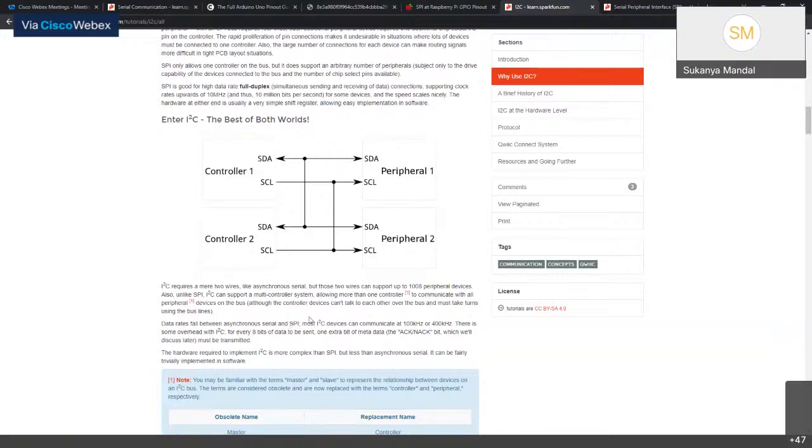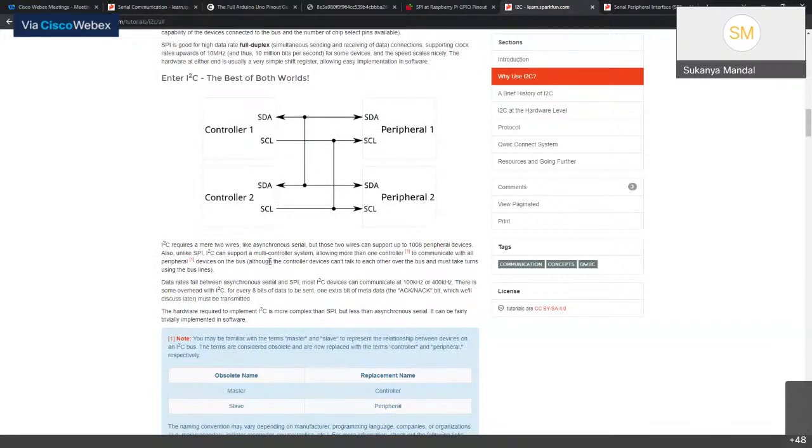It just requires 2 pins like asynchronous serial, but those 2 wires can support up to 1008 peripheral devices at once. Also, unlike SPIs, I2C can support multi-controller systems, allowing more than one controller to communicate with all the peripheral devices on the bus.